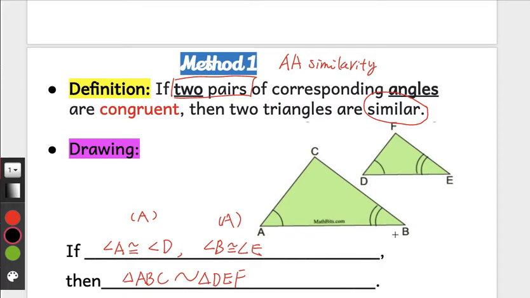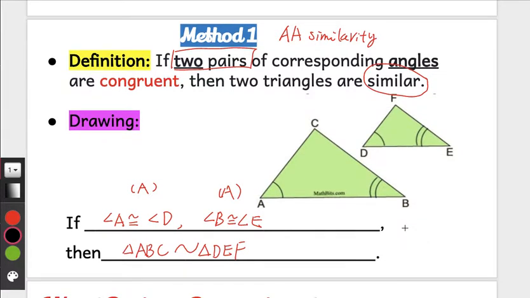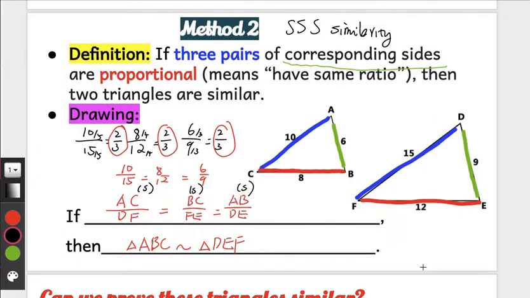Hello everyone, welcome back. In this video, we are going to use a method we just introduced to practice some examples. But first, let's quickly check. In the previous video, we mentioned we have two methods. We actually have three, but in today's lesson, we introduce the first two. The first one is called AA similarity because we need two pairs of angles to be congruent. And the second method is called SSS similarity because we need three pairs of corresponding sides to be proportional.